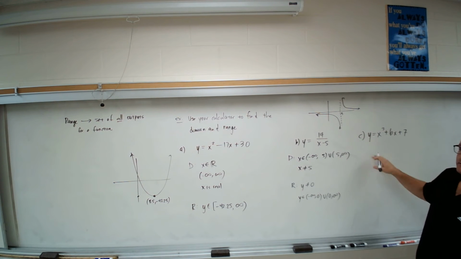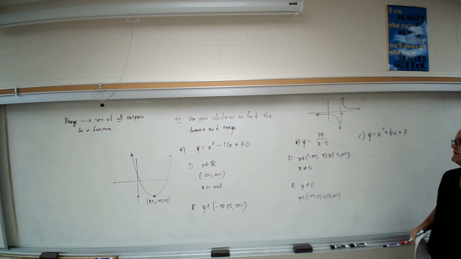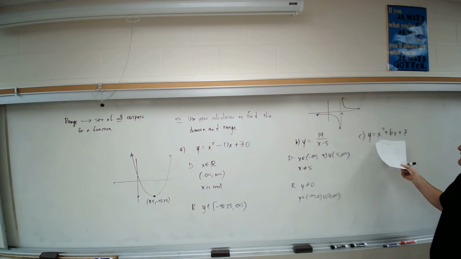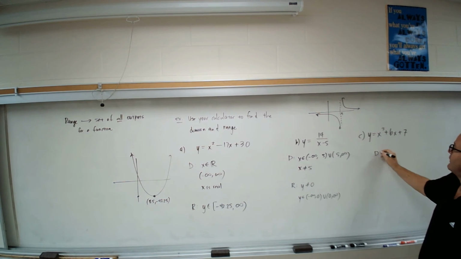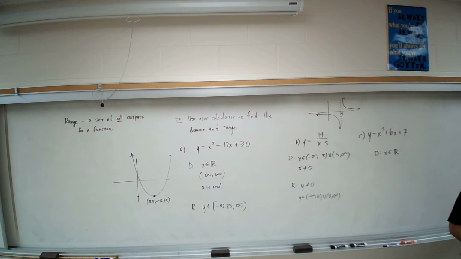Now, this last one is kind of a trick question, see if you're paying attention. This is a cubic, right? So, are there any domain issues here? No, there's no division. There's no even roots. There's nothing. So our domain is that x is contained in the set of real numbers, or negative infinity to positive infinity, or x is real, or whatever you want to write it.